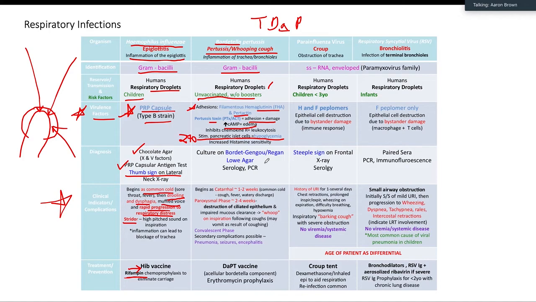We have this special agar called Bordet-Gengou agar, also known as Regan-Lowe agar. We can do serology and PCR of our patient's blood to look for antigens.